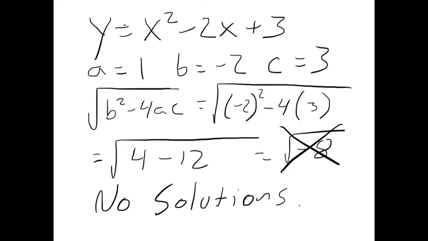This is seen algebraically, again, in these steps. If b squared minus 4ac turns out to be a negative number, there are no solutions. But to make sure that you didn't make a mistake, you should definitely check this on a graph.